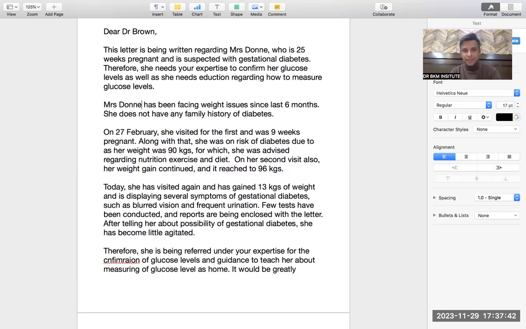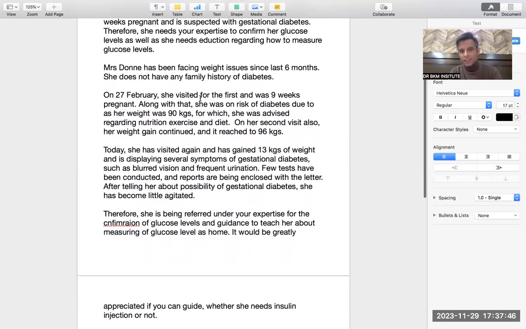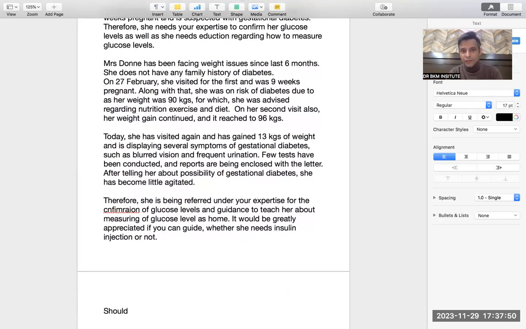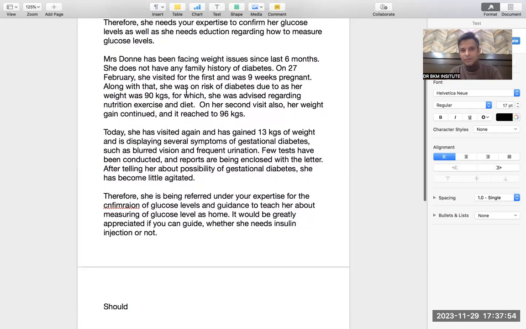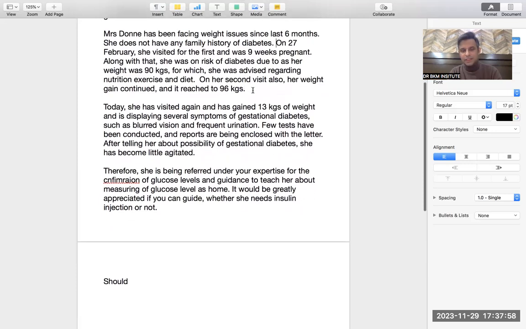Further word count saved, has been facing weight issues, does not have family history of diabetes. On 27th February, she visited for the first time. If by chance you want to make 4 paragraphs, that is how you can make 4 paragraphs. On 27th February, she visited for the first time, for which she was advised.